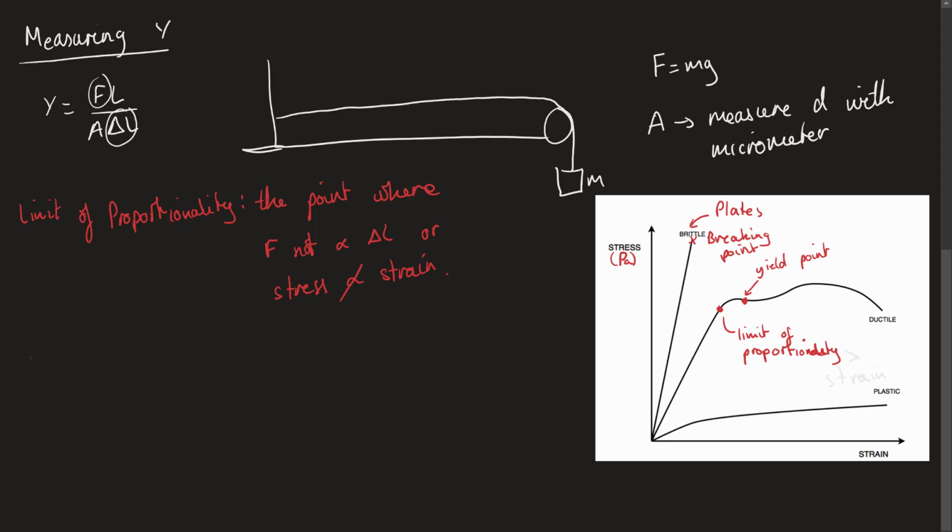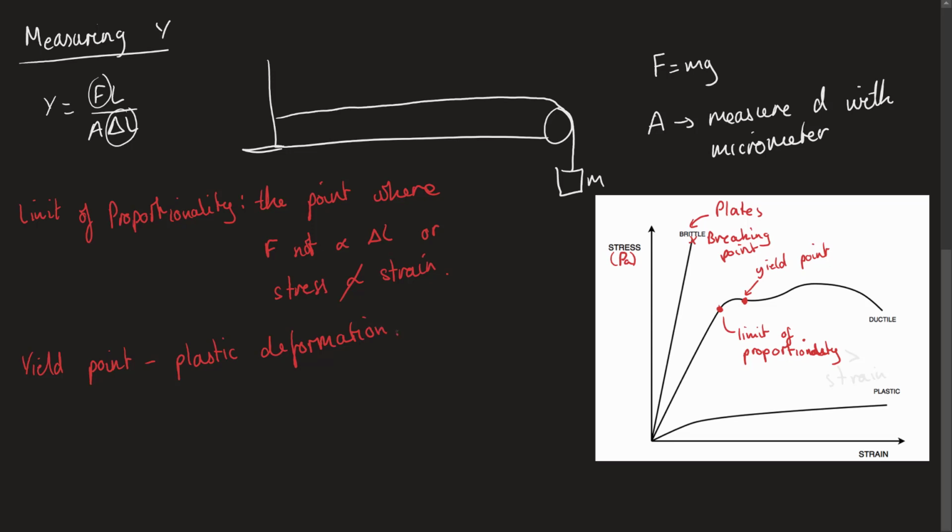We then have the yield point. The yield point is where, after the yield point, plastic deformation begins to occur. Now, what do I mean by plastic deformation? What is that? Well, we have two types of deformation that occur.